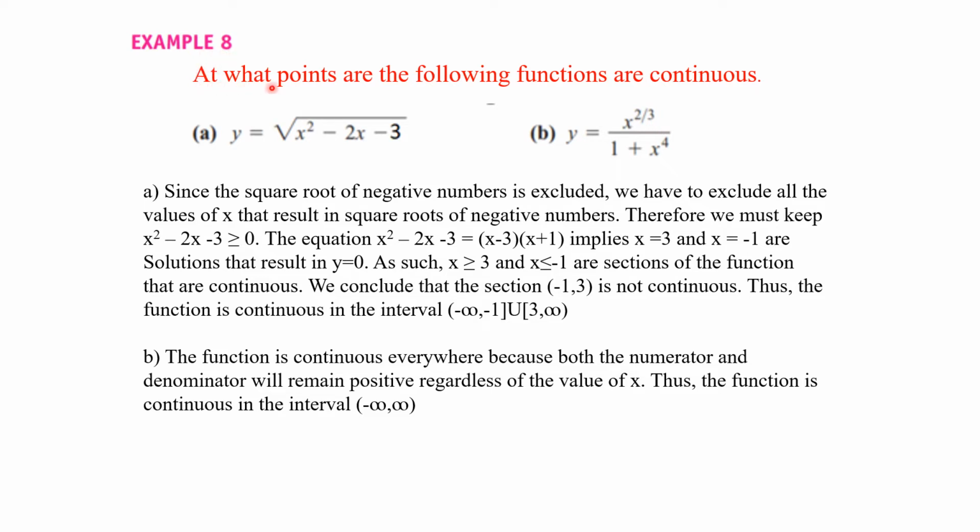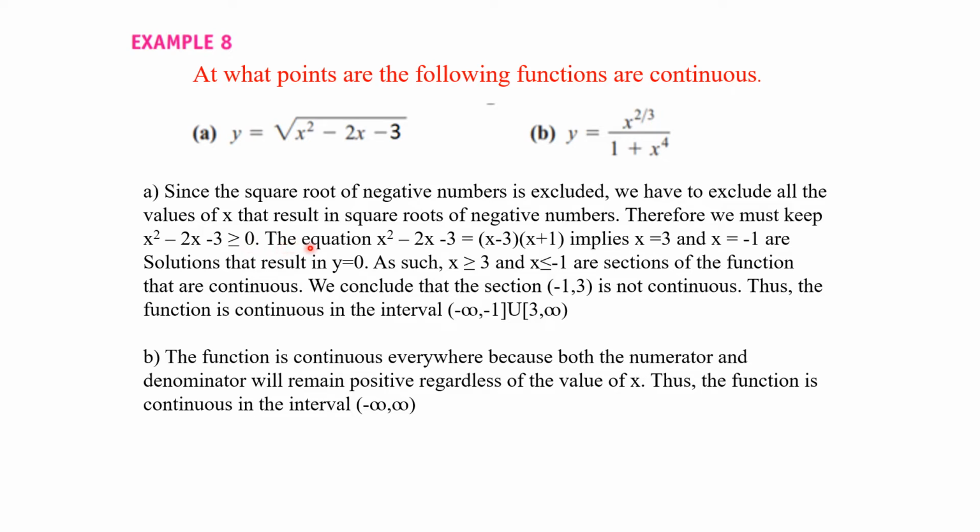At what points are the following functions continuous? Y equal to square root of x squared minus 2x minus 3. Since the square root of negative numbers is excluded at this level, in this course, we have to exclude all the values of x that result in square roots of negative numbers. Therefore, we must keep x squared minus 2x minus 3 greater than or equal to 0.